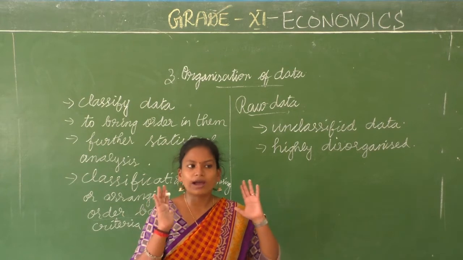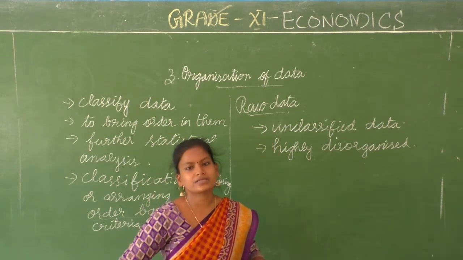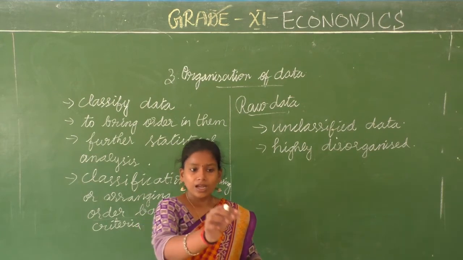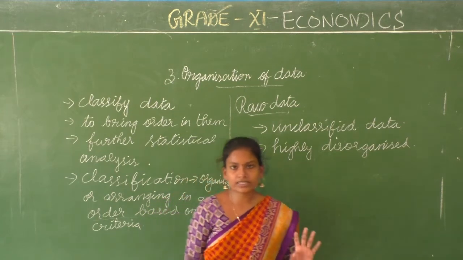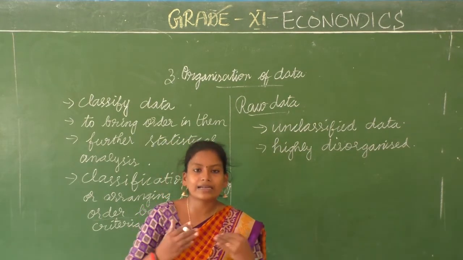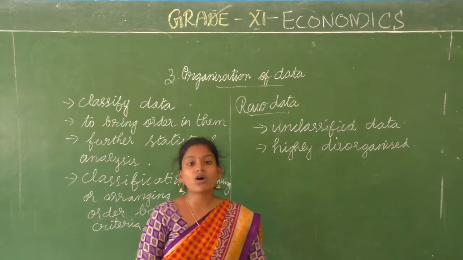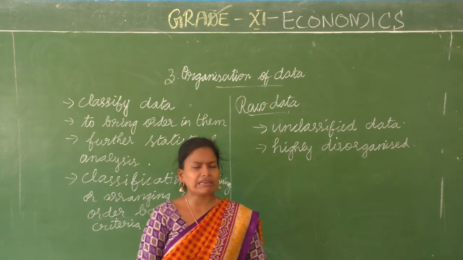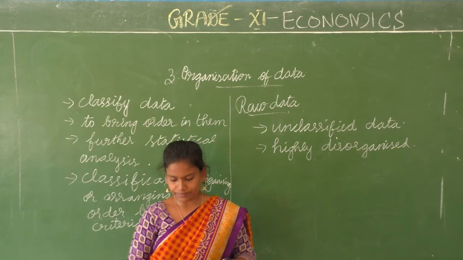But in case you have classified it, after classification you have placed the blue pen separately, the red pen separately, the pencil separately. It will be easy for you to take it and give. Alright, that is why we need to classify the data. So what is meant by raw data? It is unclassified data, highly disorganized. You cannot find anything out of it. It's very difficult to find things out of it.